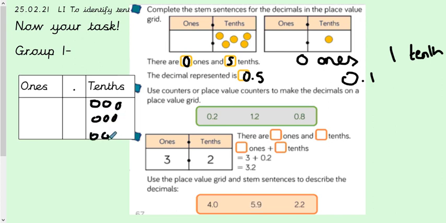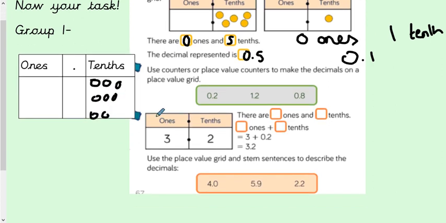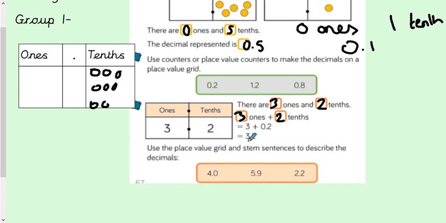So 8 tenths counters. And then the last question says there are something ones and something tenths. So there are 3 ones and there are 2 tenths. So therefore, 3 ones and 2 tenths, which is 3 and 0.2, equals 3.2. Use a place value grid and stem sentences to describe these decimals. So you kind of had to partition them and write them out like that.